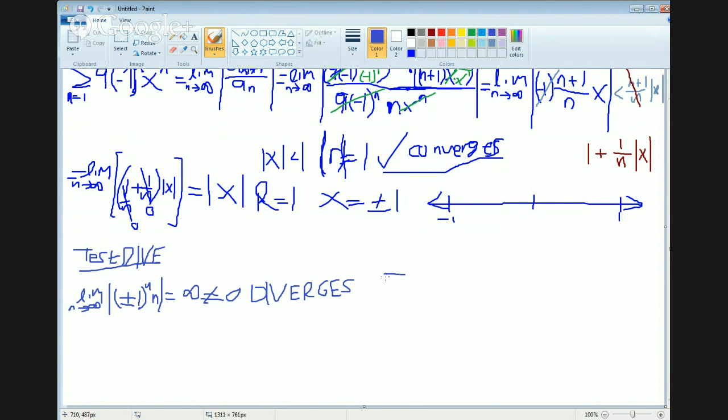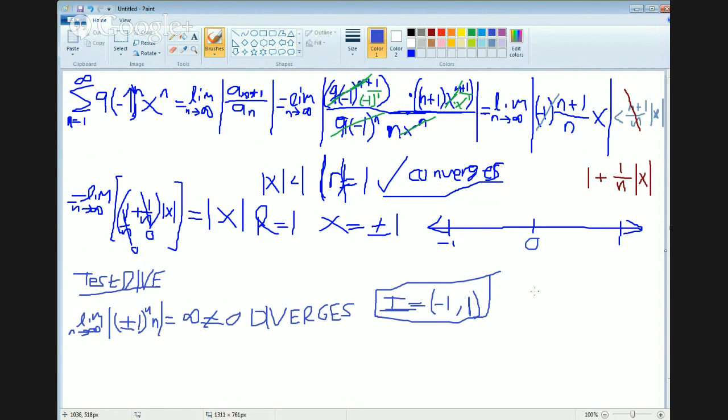So the interval, or I, the interval of convergence I is -1 and +1. And that's it. Those are the two answers to find R and I.